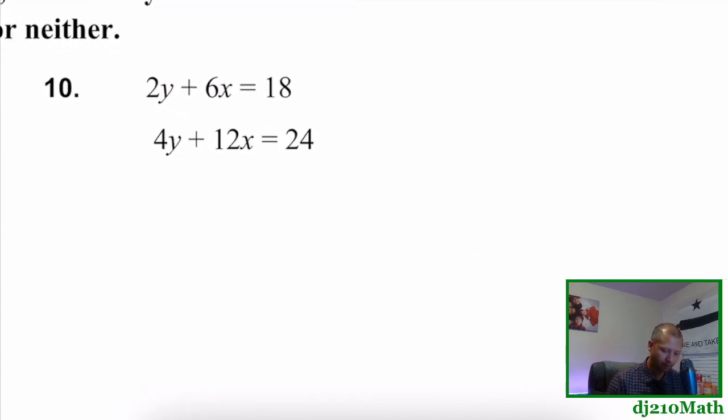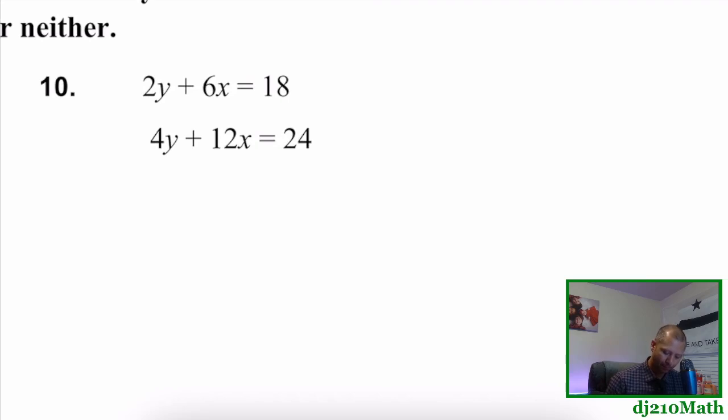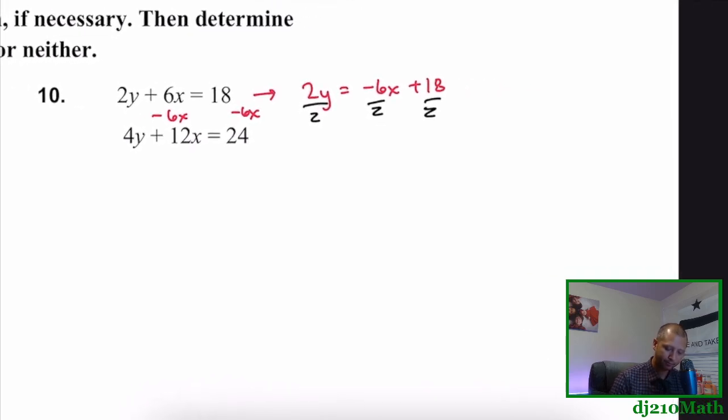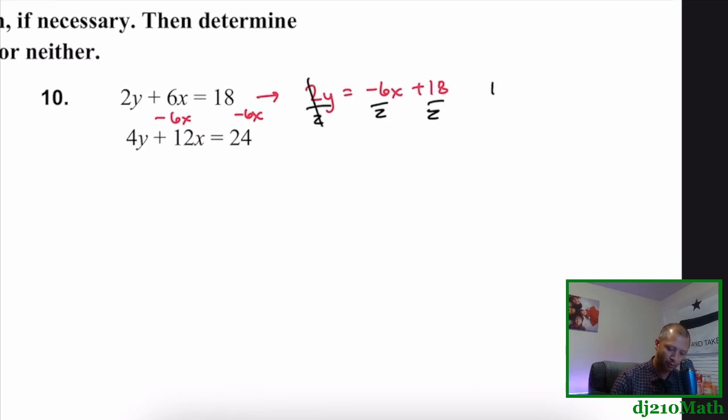All right, last question. Number 10. So the first equation, we're going to subtract 6x from both sides. So 2y is equal to negative 6x plus 18. Divide everything by 2, and we get y is equal to negative 6 over 2. So that's negative 3x. And then 18 divided by 2 is 9. So the slope that we're concerned with is negative 3.